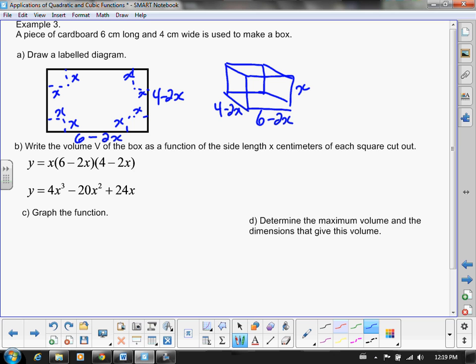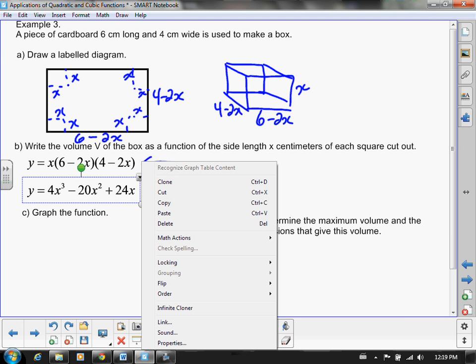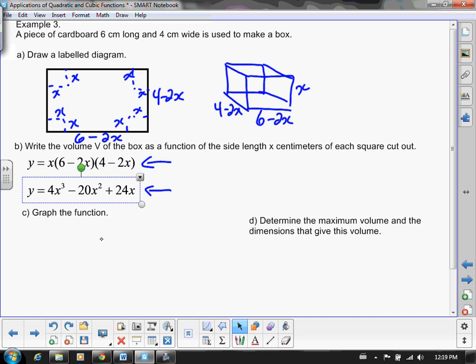In letter B, you're asked to write the volume in terms of x. So that's what this expression is right here. The next line, all I've done is I've expanded the function, so I have 4x cubed minus 20x squared plus 24x. So when you're expanding polynomials, you're using FOIL, you're making sure that you're multiplying your x's together and then combining like terms. From here, I am now going to graph the function.